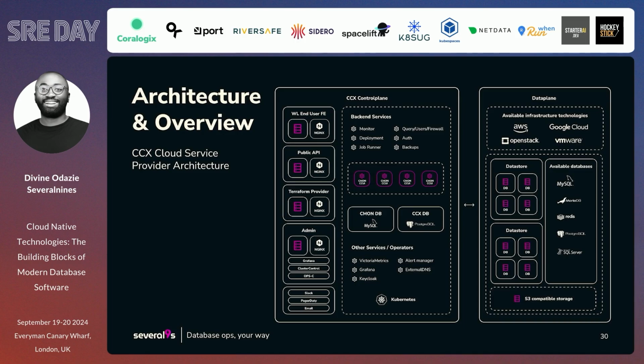And like DevOps engineers, we want APIs. We want to use Terraform to deploy our database. Not everyone wants a UI, right? So there's a Terraform provider and a public API that you can integrate into your DevOps workflow. We have been working on this for the past 2 years, and a few months ago we went to general availability. We now have a lot of companies using this DBaaS.